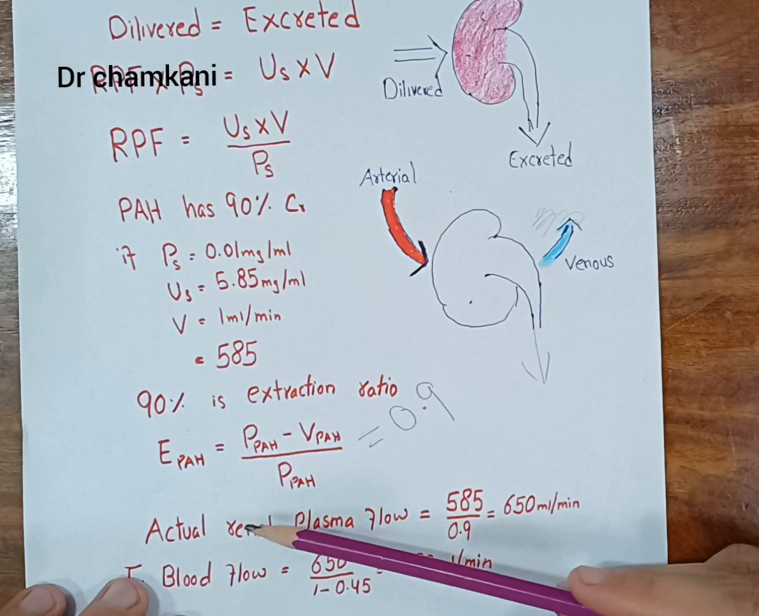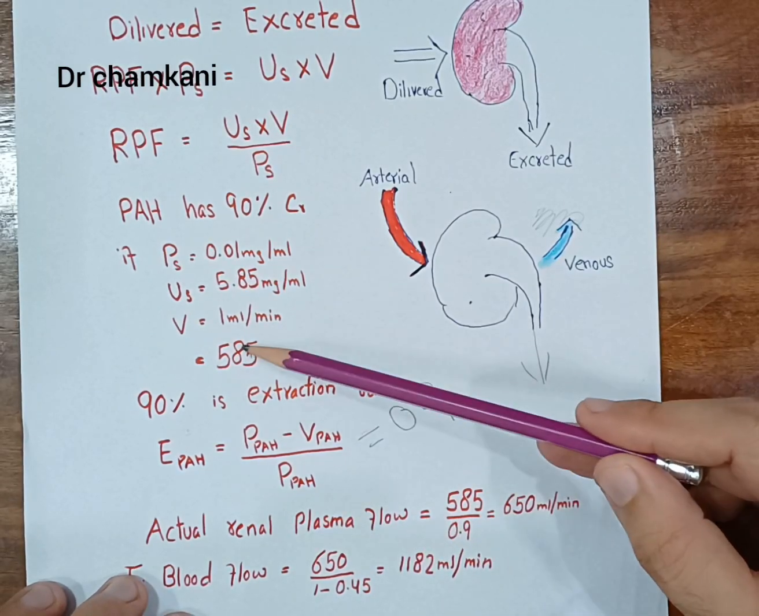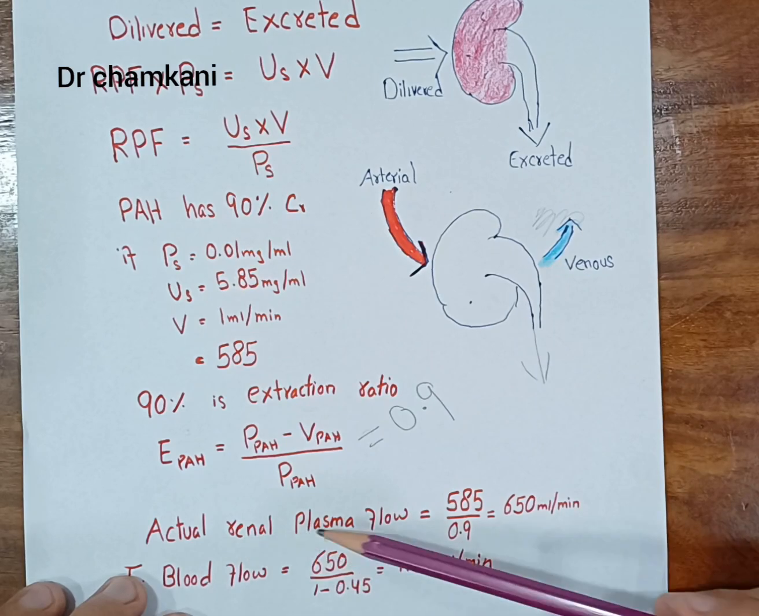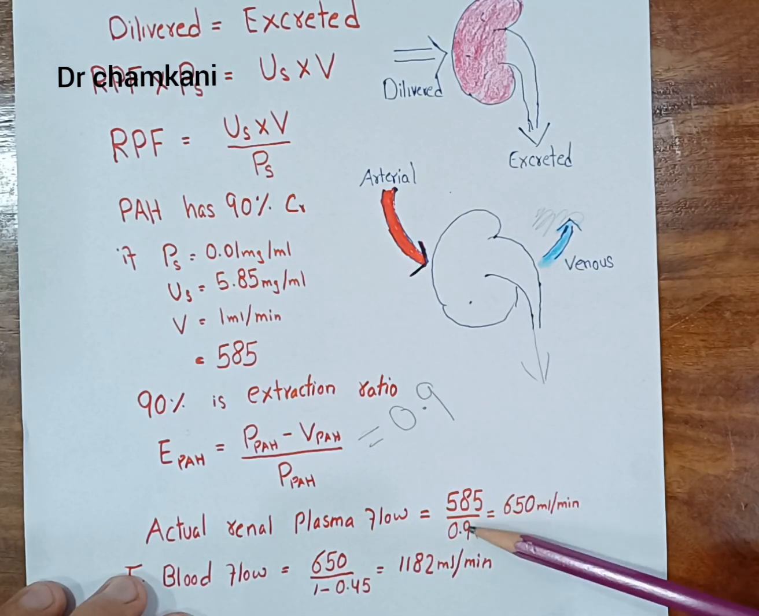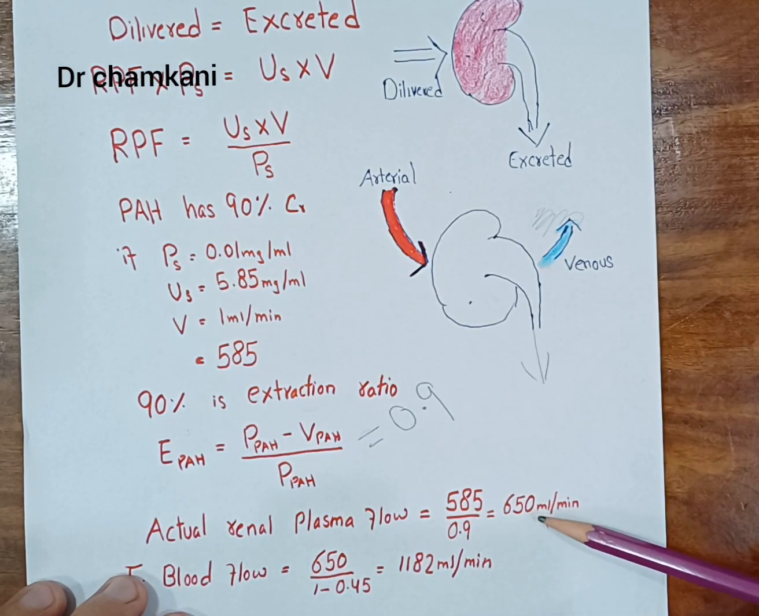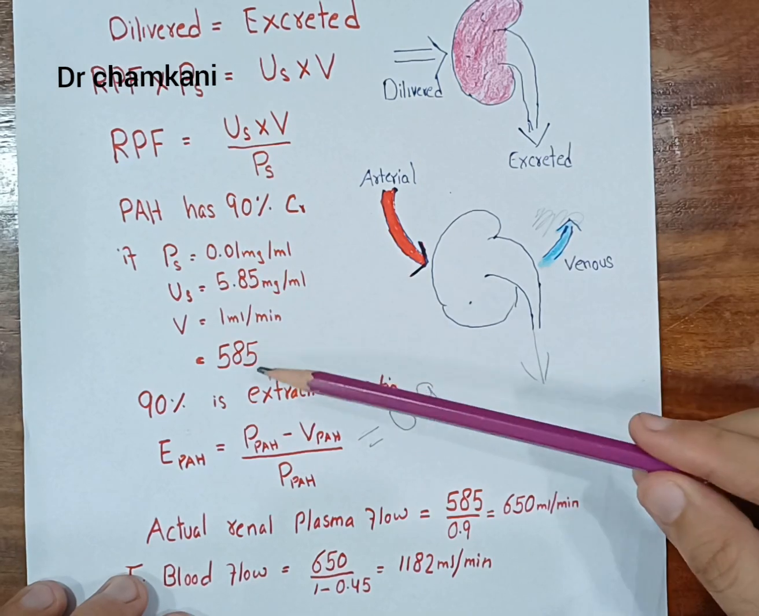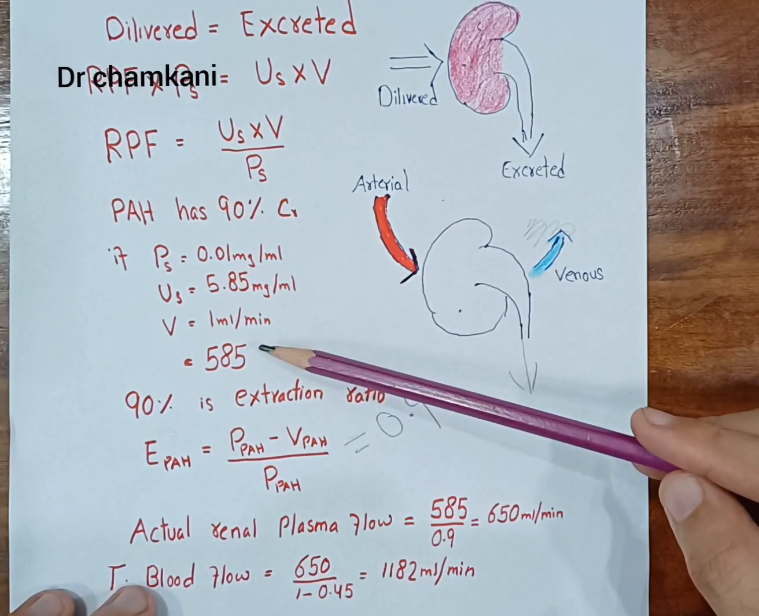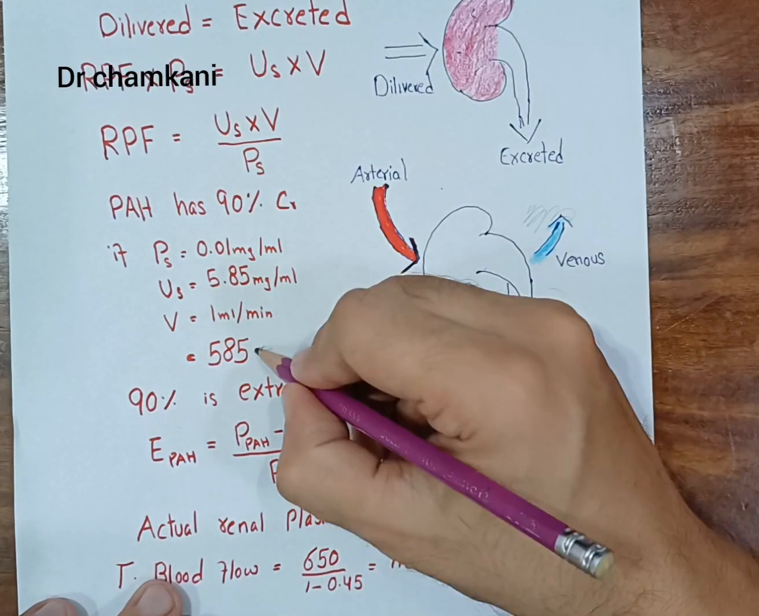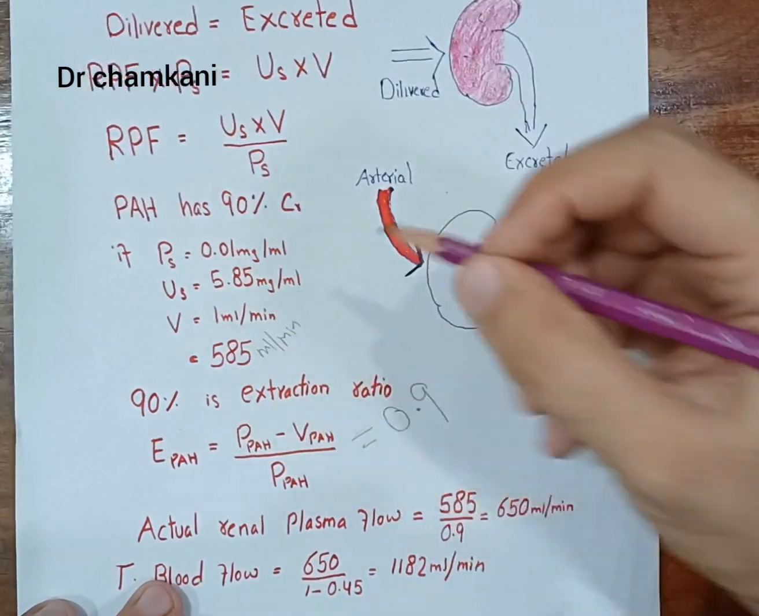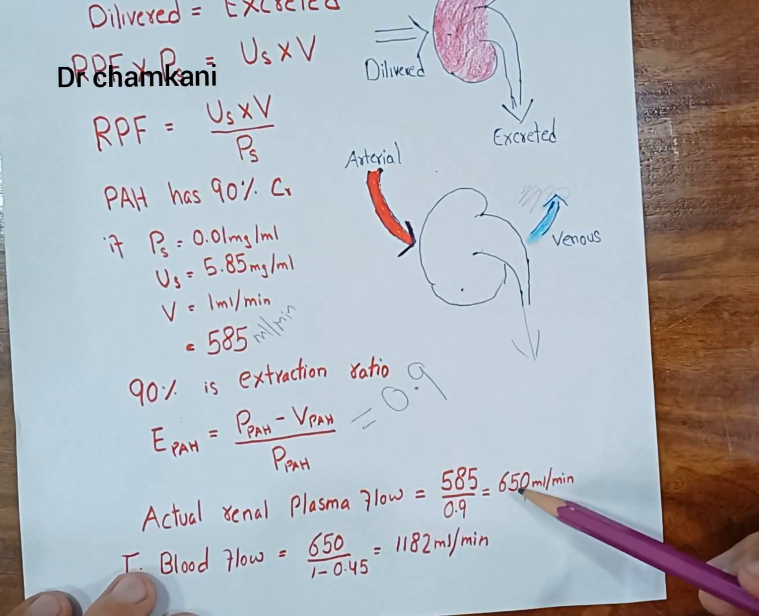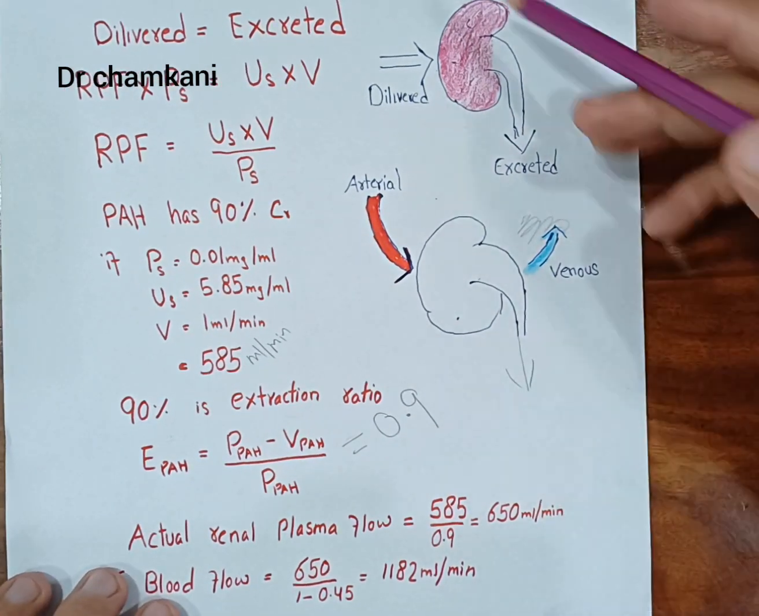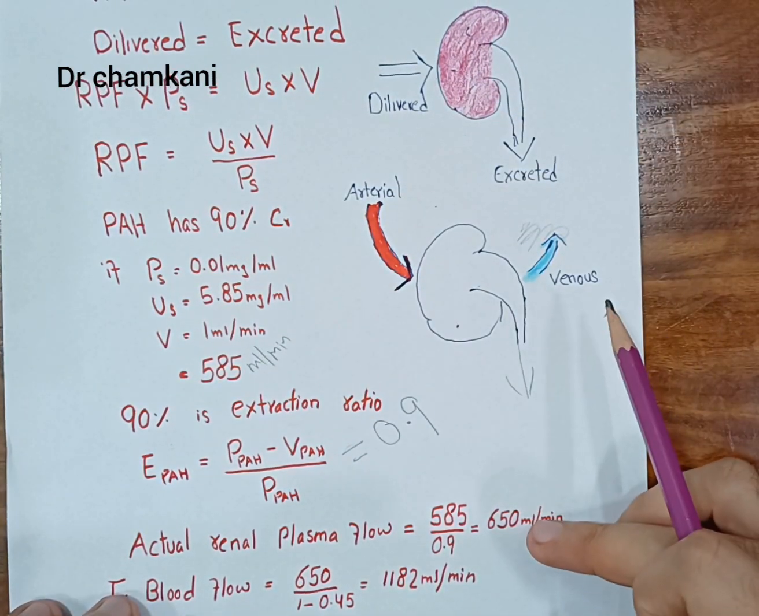Now, this was the renal plasma flow based on the 90% clearance of PAH. To calculate the actual renal plasma flow, we divide this 585 by 0.9 and we get 650 ml per minute. Here, the renal plasma flow was 585 ml per minute, but the actual renal plasma flow comes out to be 650 ml per minute. Now, this is the plasma that is flowing through the kidneys per minute.